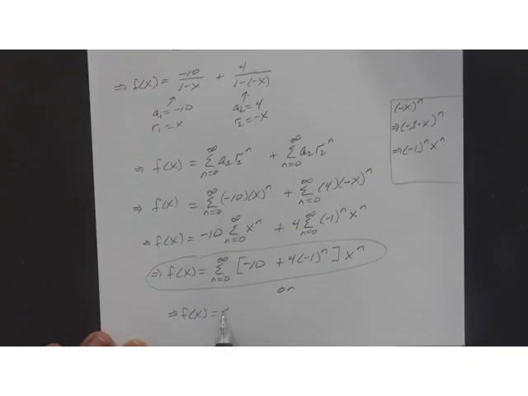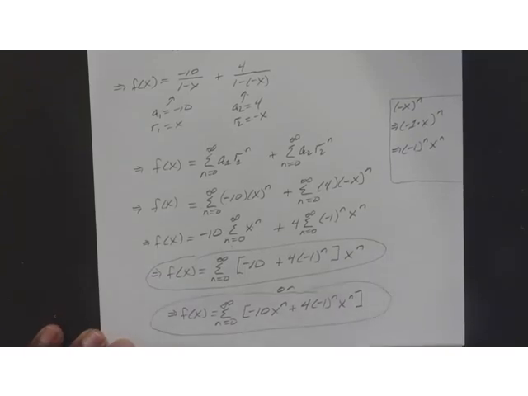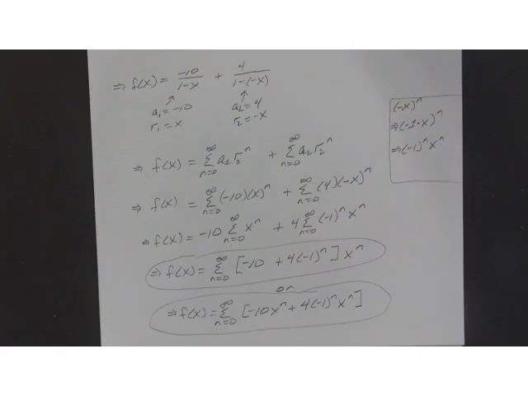So f of x is equal to the sum from n equals 0 to infinity of negative 10 times x to the power of n plus 4 times negative 1 to the power of n, x to the power of n. And again, like I said, either form will work. All right, any questions on that one?